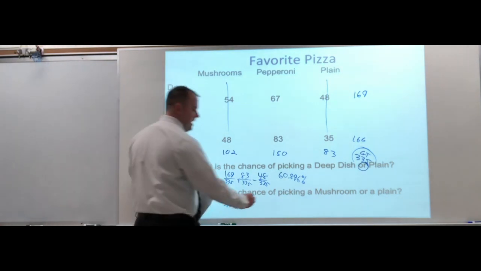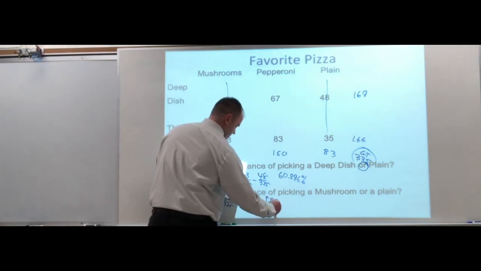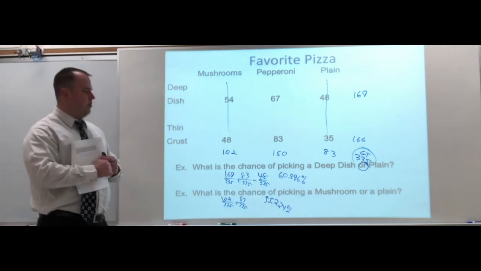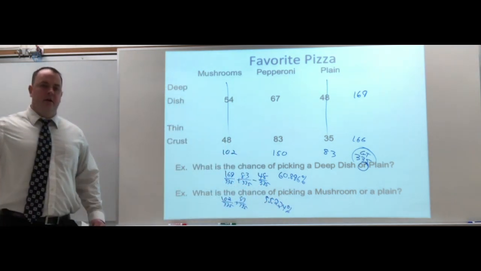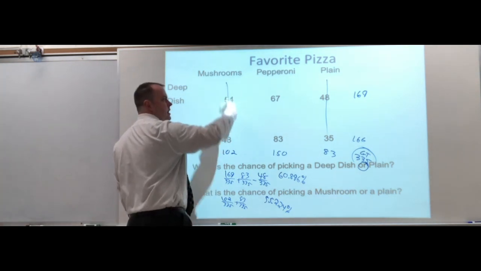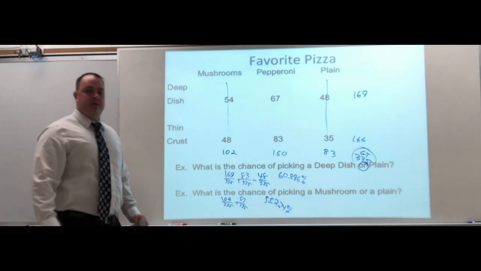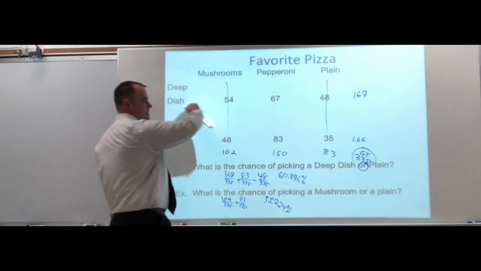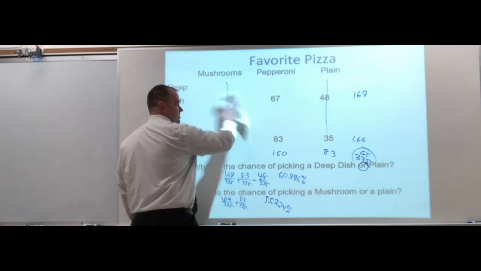And I have 55.224%. Okay? So you have to think, can the events happen together, and think about how I thought about it. Going down means they don't intersect, so there is no cross section, nothing to subtract. For the deep dish and plain, there was intersection there.